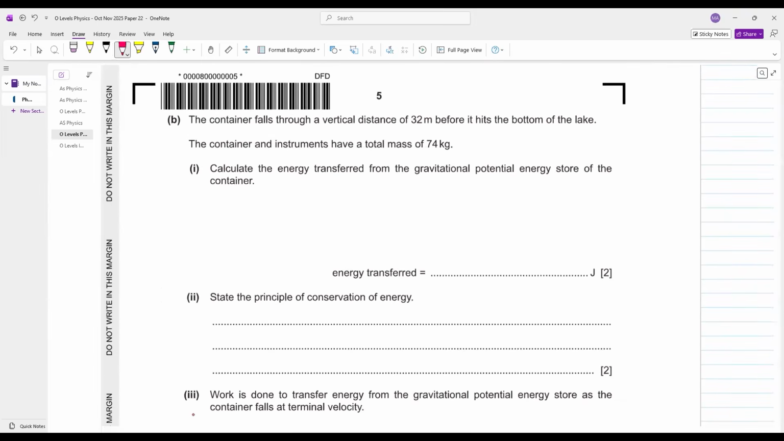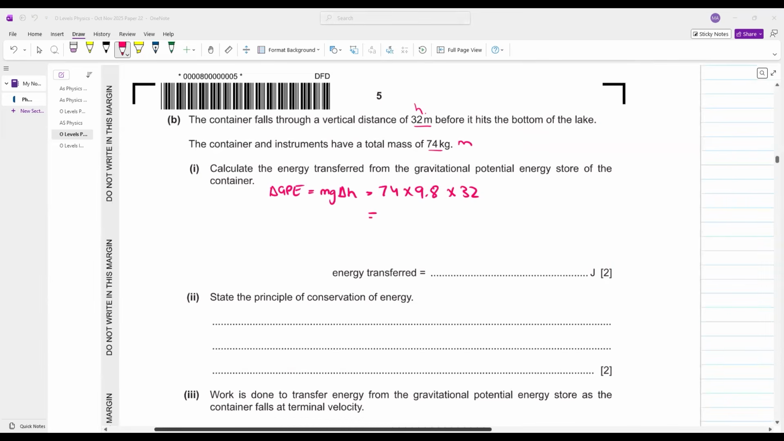Let's further move ahead. The container falls through a vertical distance of 32 meters before it hits the bottom of the lake. The container and the instruments have a total mass of this. ये आपका total mass आ गया. Calculate the energy transferred from the gravitational potential energy store of the container. हमने change in gravitational potential energy निकालनी. How will we do that? mg change in height. मास क्या है बेटा 74. ग्रेविटेशनल फील्ड स्ट्रेंथ क्या है 9.8 multiplied by the height that is 32. Can you calculate change in gravitational potential energy? That comes out to be 2.3 × 10^4 joules. Simple as that, nothing complicated here.